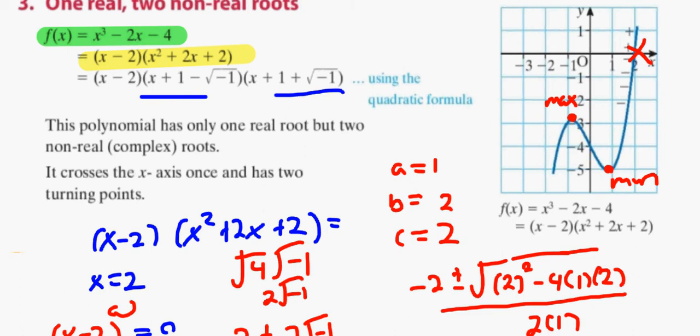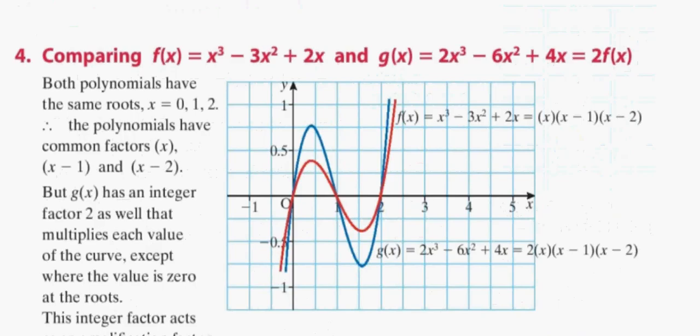Alright, let's keep moving. 4. Now this one's an interesting one. What can you tell me about f of x compared to g of x? G of x is simply double f of x. That makes sense? It's doubling. So what does that mean? Whatever y value f of x has, g of x will have a y value twice as large.